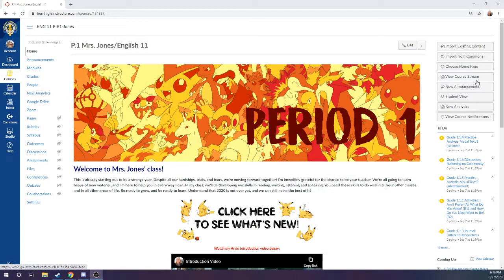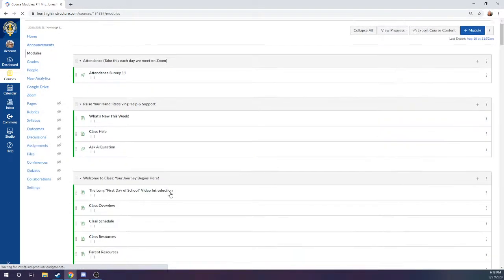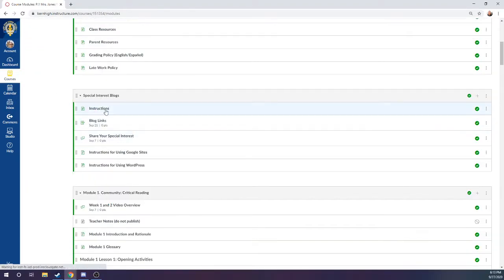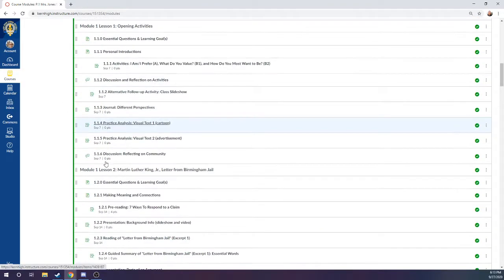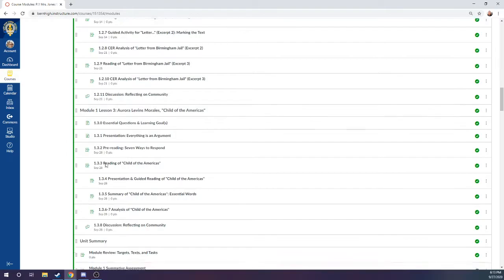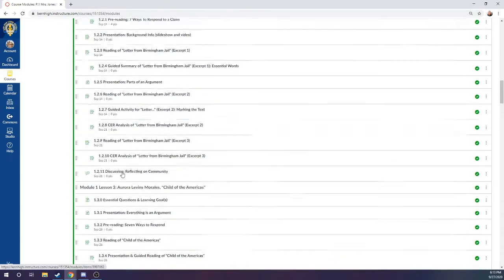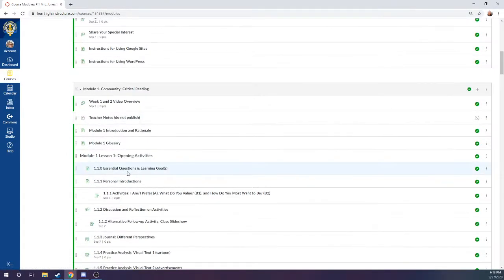If you go into the module, you'll see it looks something like this. And of course, our module that has all of our instructions and our activities for our special interest blogs, you can find it right here. But if you scroll down a bit, you're going to go to the very last page of the first module. So we are done with our first module. Congratulations, students. We are finished.